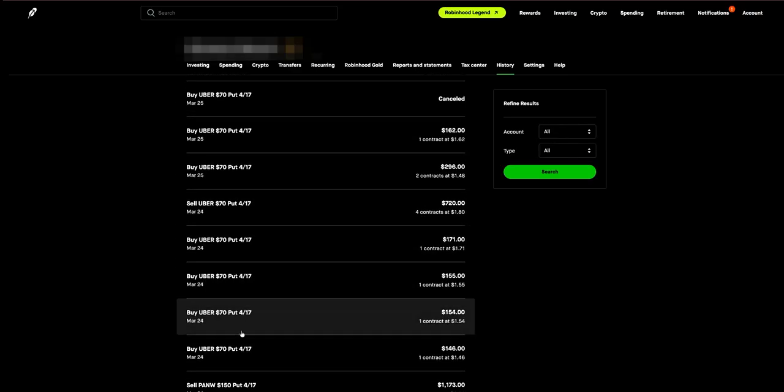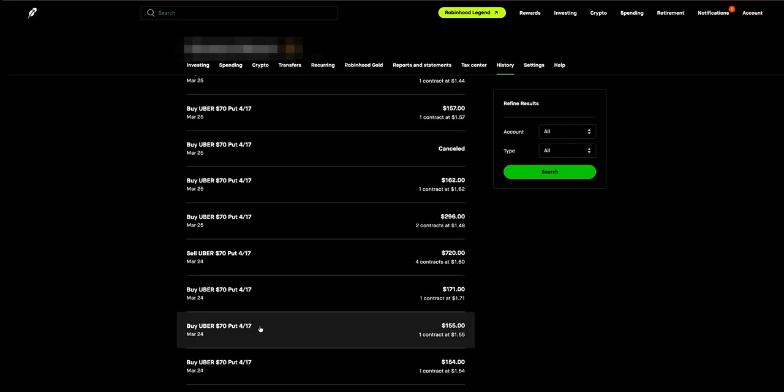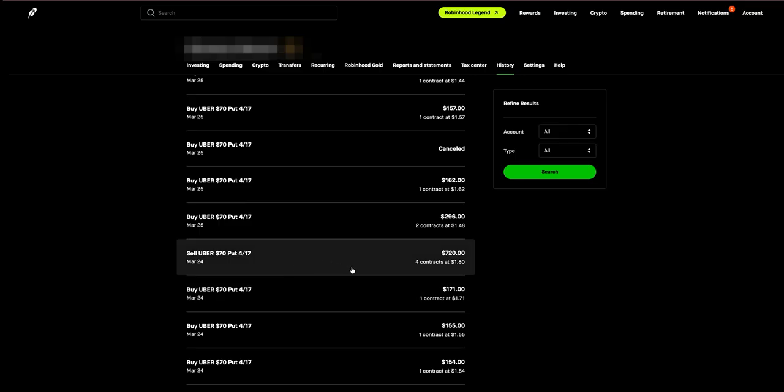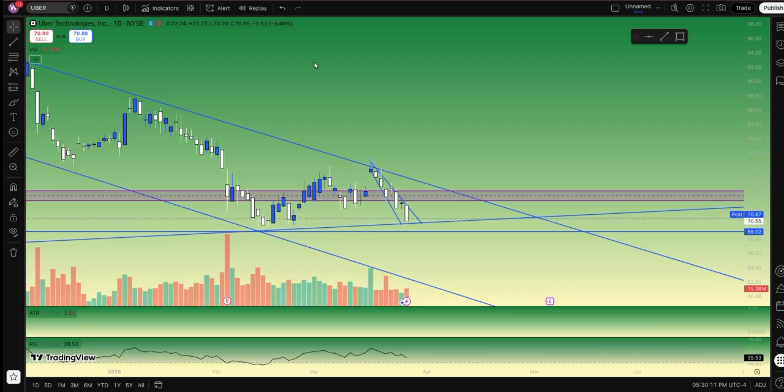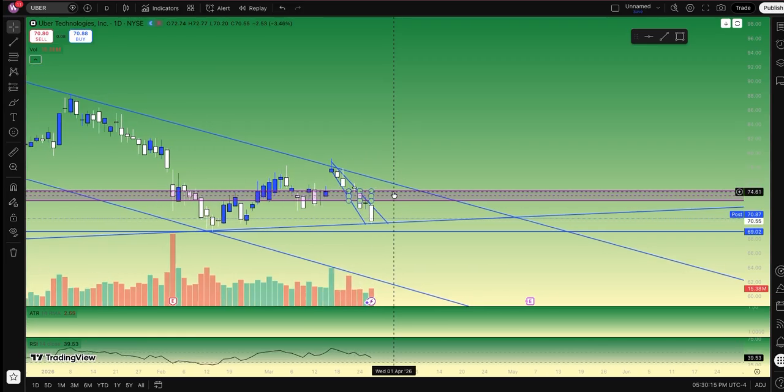So I tried on the 24th, right? Caught a couple contracts, eased my way in. I caught a little something. As you can see, the sell price was higher than my buy-in. Caught a little something, right? That was on the 24th. I sold a little bit early, right? But it is what it is.